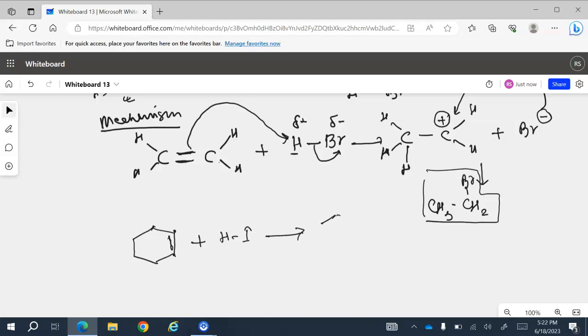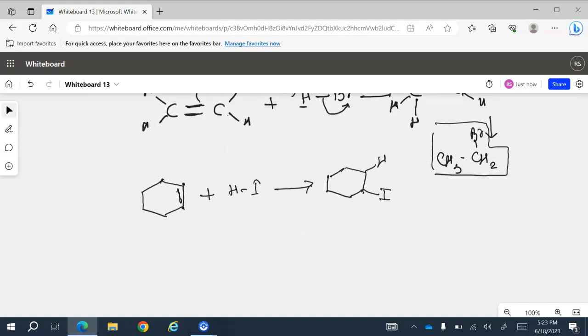So the result is very simple here. Hydrogen, and this is a symmetrical molecule, so which goes where is not important here. So hydrogen to one carbon and iodine to the other carbon. The double bond is converted into a single bond. These are some examples of addition of hydrogen halide.